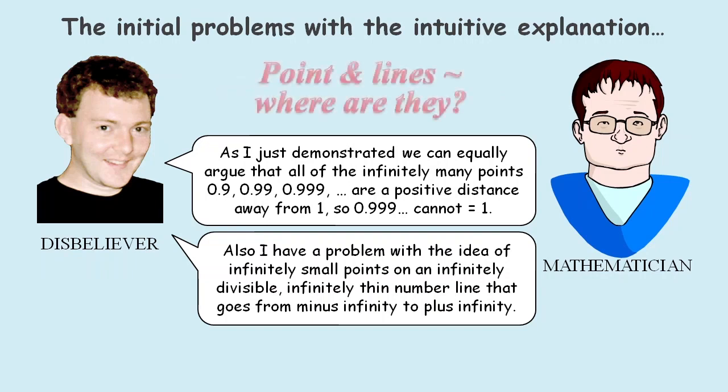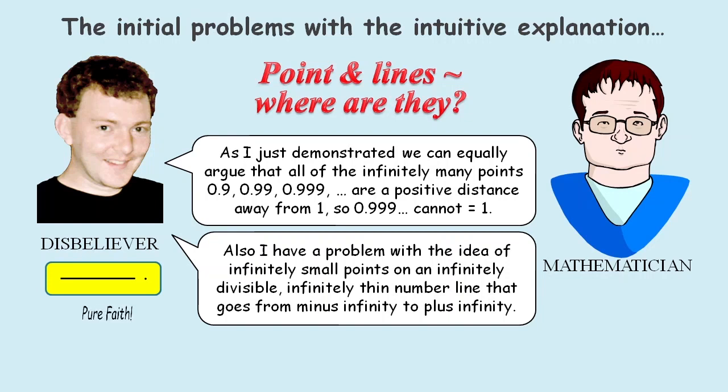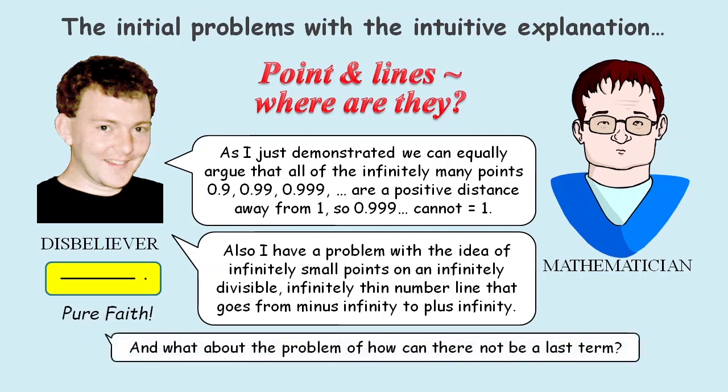Nobody can truly imagine infinitely small points and infinitely thin lines. We can only imagine solid lines and solid dots and pretend that these represent infinitely thin lines and infinitely small dots. And so the belief that it is valid to theorize about such things has to be based on pure faith. And a third major problem is the problem of the last term.